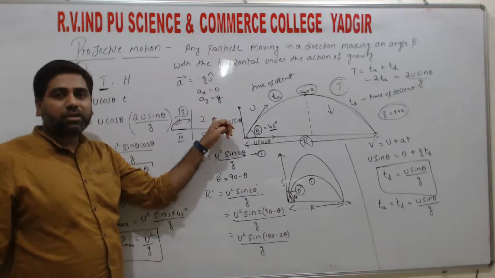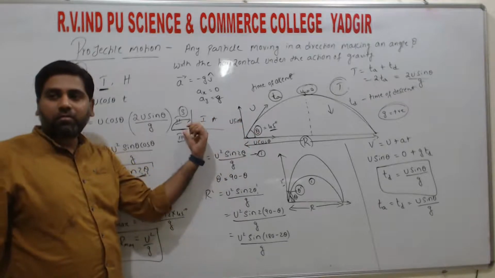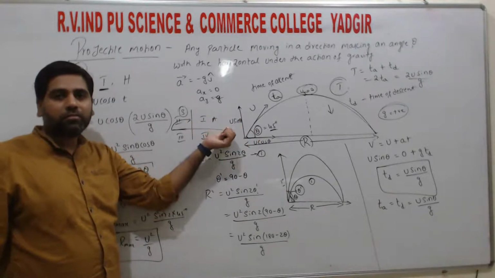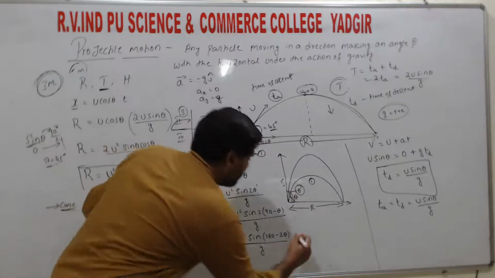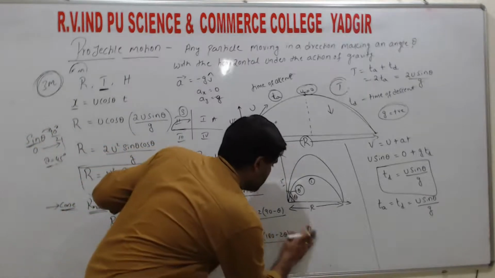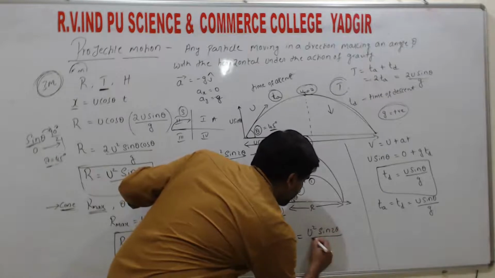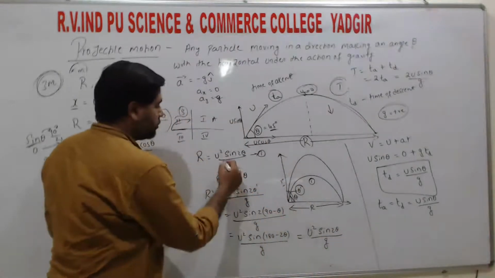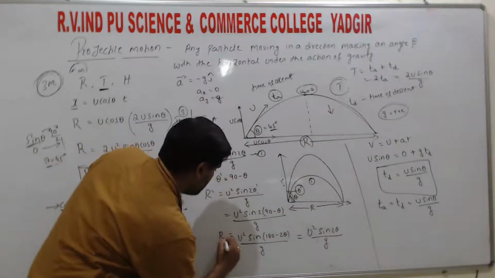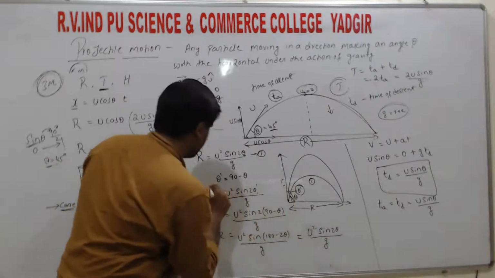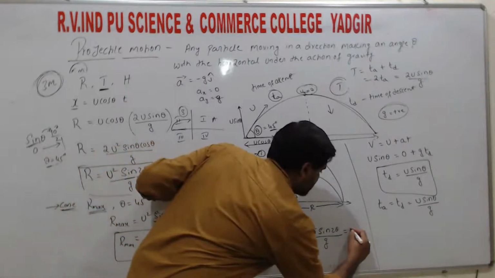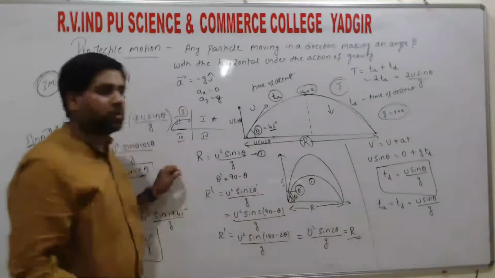Sin of 90 minus theta is cos theta, and sin of 180 minus theta is sin theta itself, right? So we get u square sin 2 theta by g. If I take this one as r dash, then r dash is equal to r.